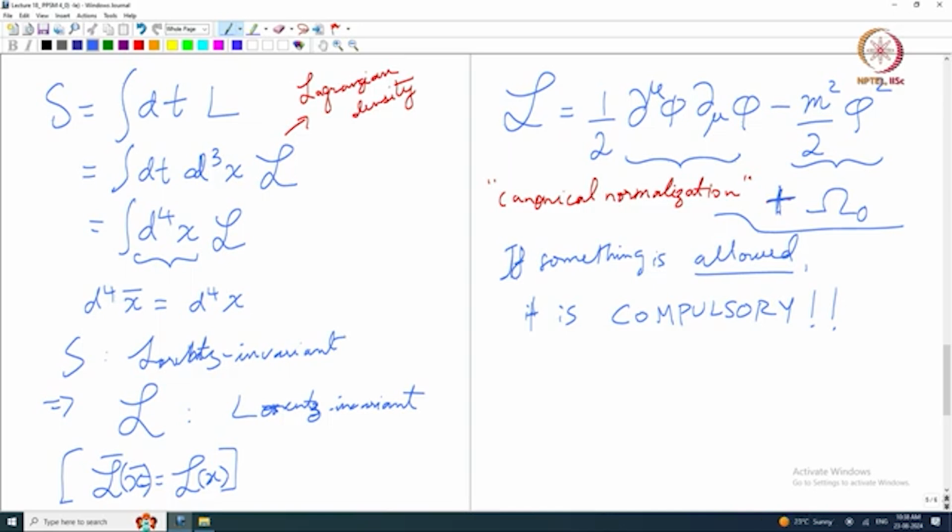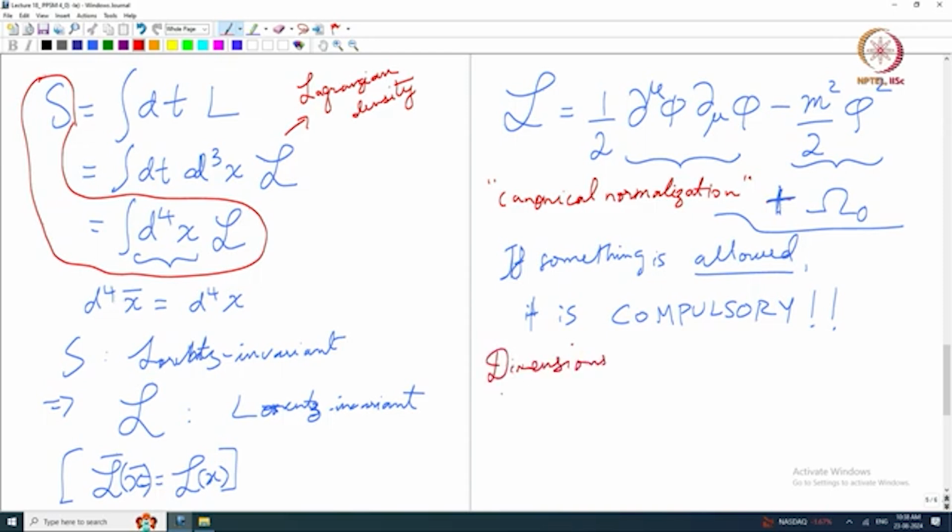Take the action. Is the action a dimensionless number? Of course it is, right? So I'm going to write dimensions, and as you can see, the action itself has dimensionality of 0.